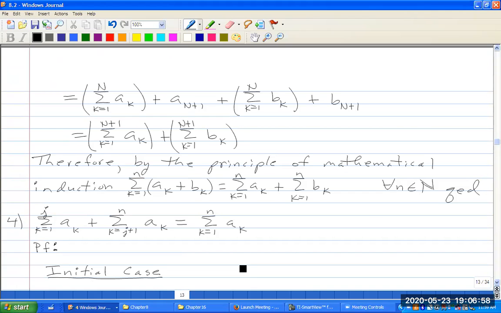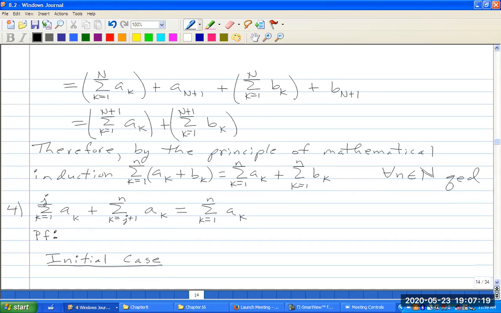Therefore, by the principle of mathematical induction, the sum k equaling 1 to n of a sub k plus b sub k is the same as the sum k equaling 1 to n of a sub k plus the sum k equaling 1 to n of b sub k for all natural numbers n. So I'm done with that. Let's look at the next one.